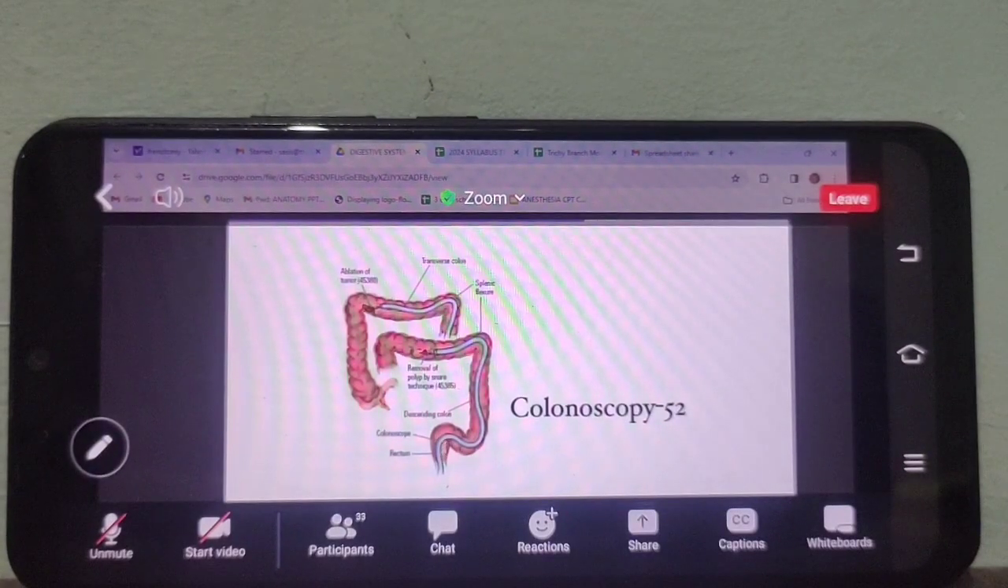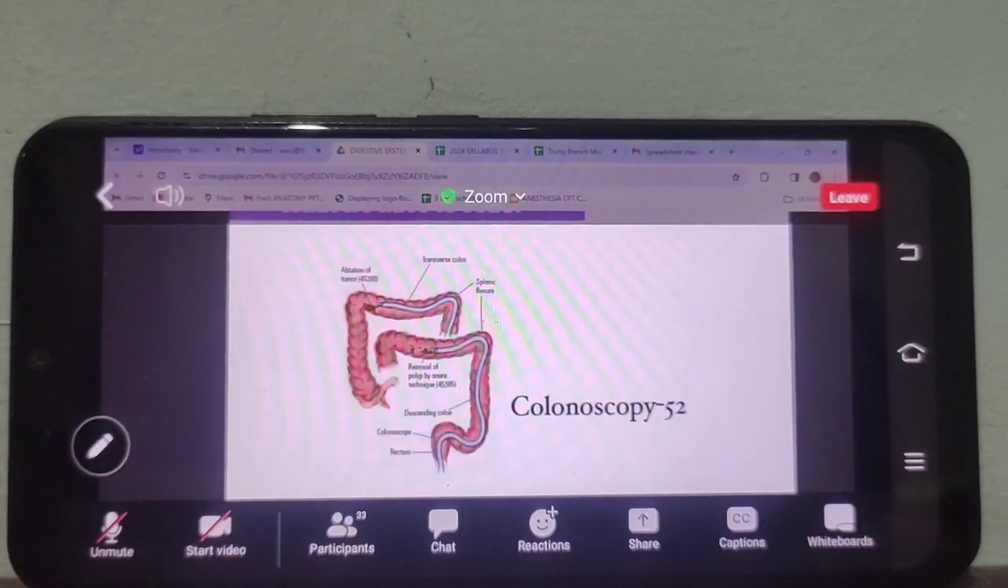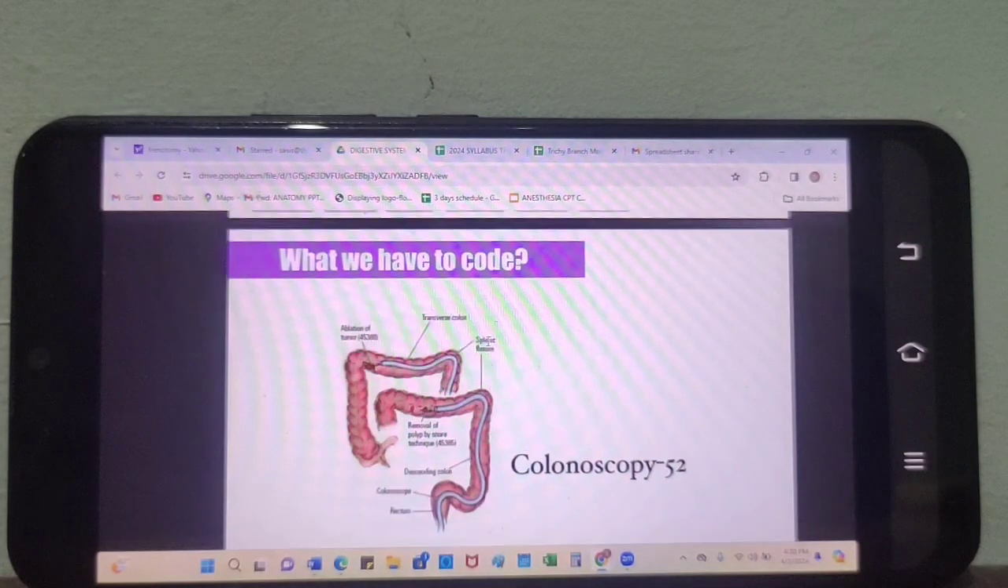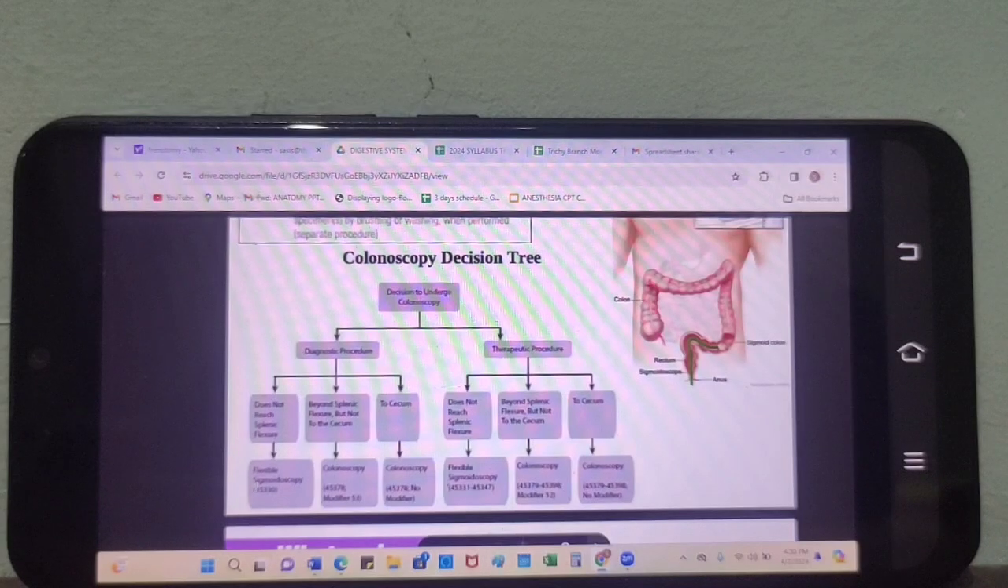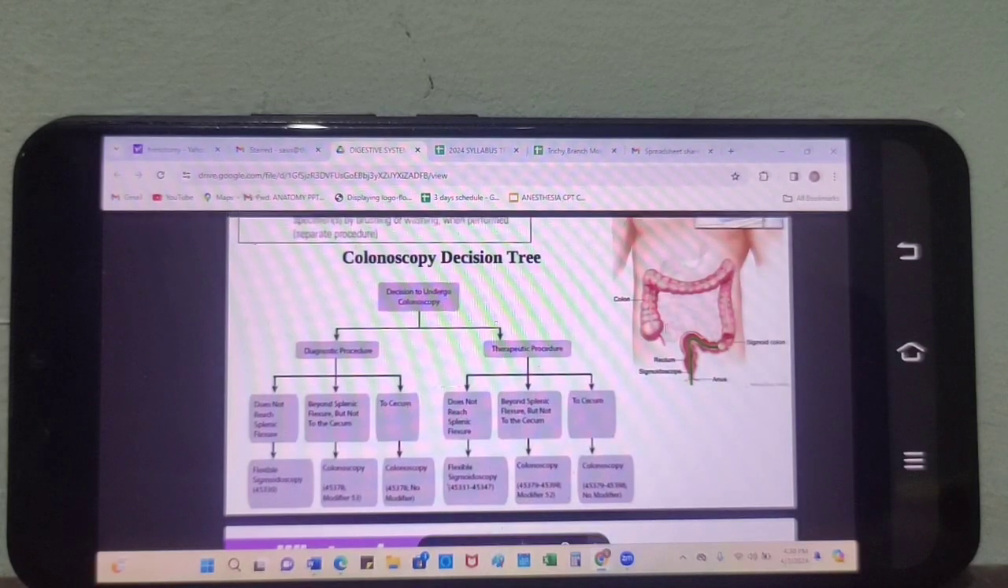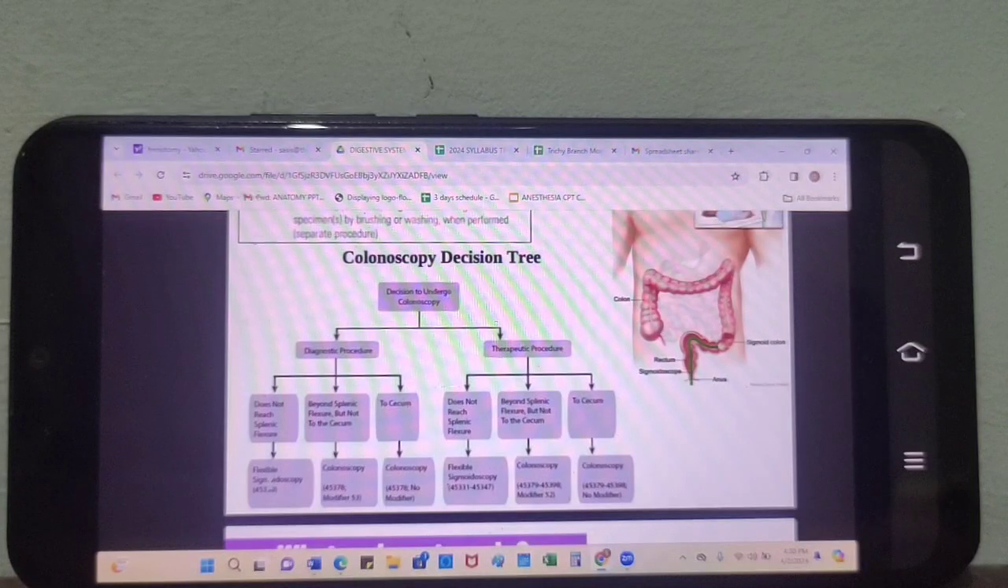See that. So, colonoscopy through the anus or rectum, and see whether it reaches the splenic flexure. If it does not reach the splenic flexure, go for 45330. You should consider it a flexible sigmoidoscopy. So here, this is the part of the sigmoid colon. This is the sigmoid colon. So if it does not reach the splenic flexure, you should consider it a flexible sigmoidoscopy, 45330.